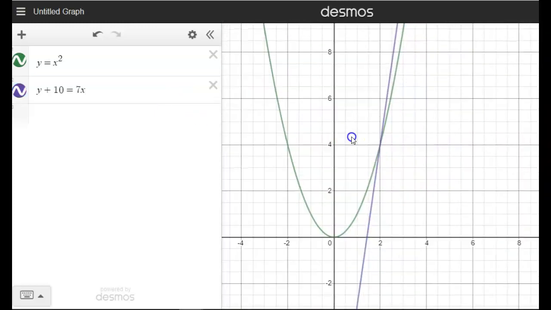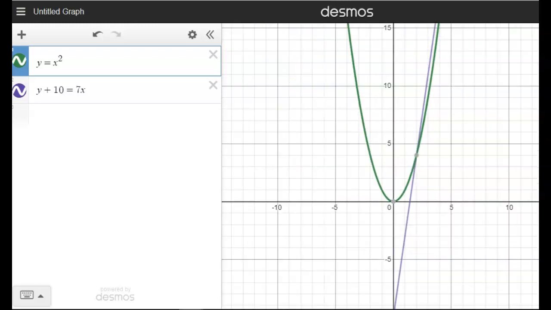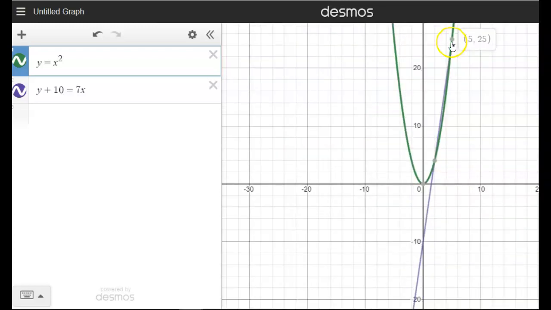Oh, I'm looking here. It looks like this particular graph only has one ordered pair at (2, 4). Now that's what I can see. I'm going to zoom out a little bit. Oh, nope. And up here I can see another point. So make sure you look and double check to make sure that it does not have an additional point. I can see those two now. So (5, 25) and (2, 4).